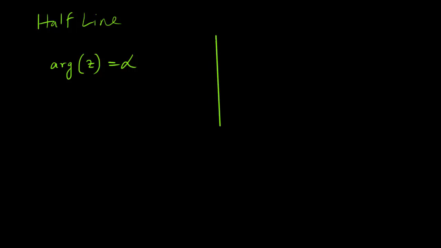This transformation is called a half line. If you have a transformation that looks like argument of a complex number z equals some angle alpha, that means you have a line that starts from the origin O and goes straight, and that is going to make a horizontal angle alpha. Now in this case it's an x-axis, but it doesn't really matter, it is going to be a horizontal line.